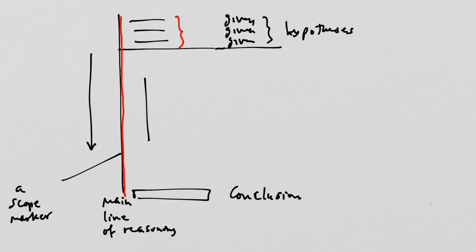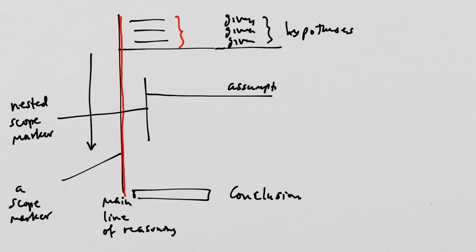But within this other scope line, or scope marker, which is nested inside, we can have a new assumption. And this is just an assumption we're making for the sake of argument. Meaning we don't make it randomly. We make it for the sake of logic. You have to do it in a very prescribed way. You can't just do it randomly. There are certain rules of logic that tell you when you're allowed to make a new assumption.